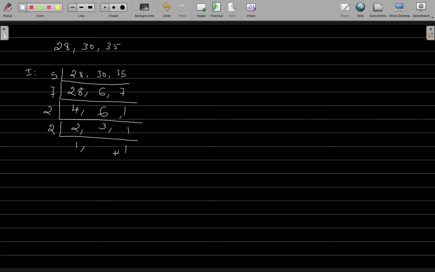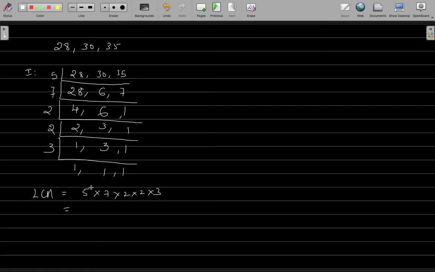Bring down 1 as it is. It does not divide 3, so write 3 as it is. And then you have 1, 1 and 3 times 1 will give you 3. Now that you have got 1, 1, 1, we are going to stop the procedure here, and the product of the numbers that you have obtained on your left hand side will be the LCM of the three numbers, which is 5 times 7 times 2 times 2 times 3.